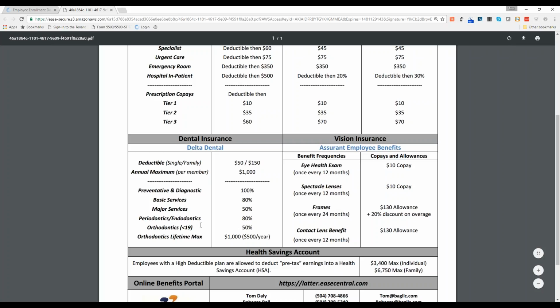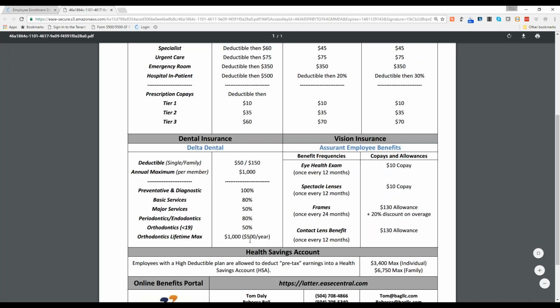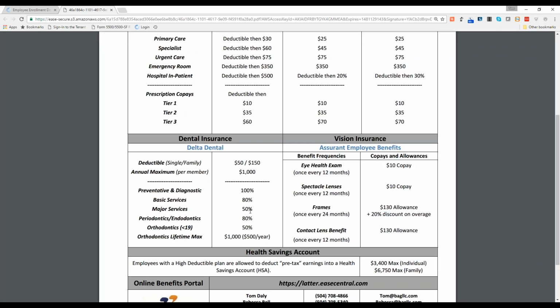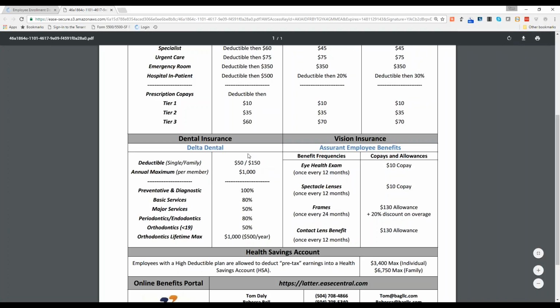You have a separate orthodontia benefit. They pay 50/50 for child orthodontia under 19 years old. And the lifetime maximum, not annual maximum, for this is $1,000 spread out over 2 years, so $500 a year. Again, like I said, the cost is staying the same for this plan and the coverage is staying the same.